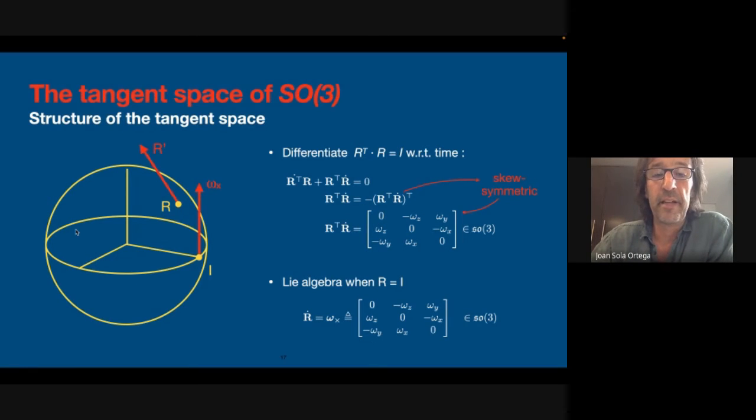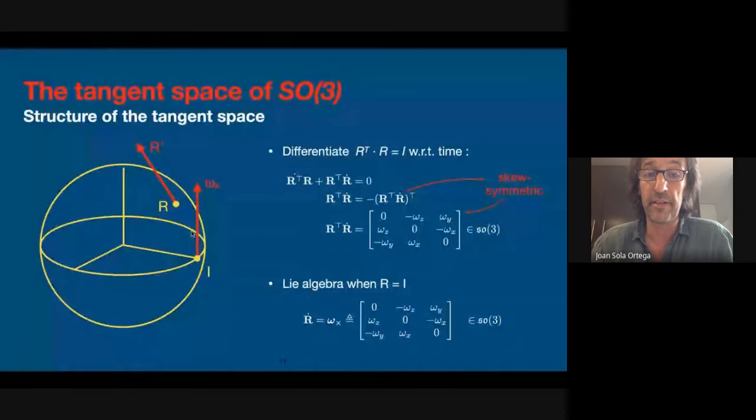Rotation matrices in 3D. This is a surface that I draw in 2D. This is a regular sphere. So the surface is 2D, but this is a representation of the real surface of the group of rotation matrices, which is a 3D surface. I cannot draw a 3D surface, but I draw a 2D surface, so at least you see a surface.